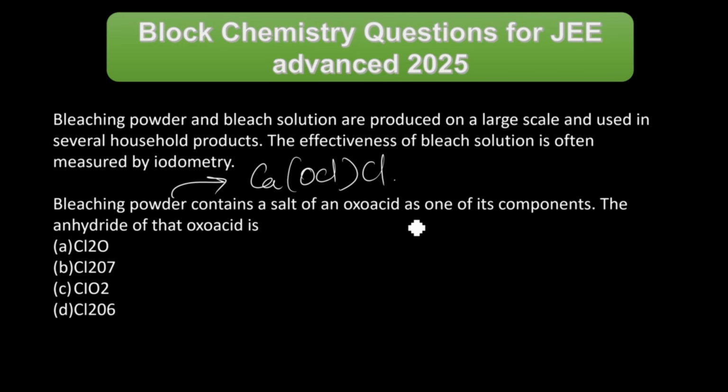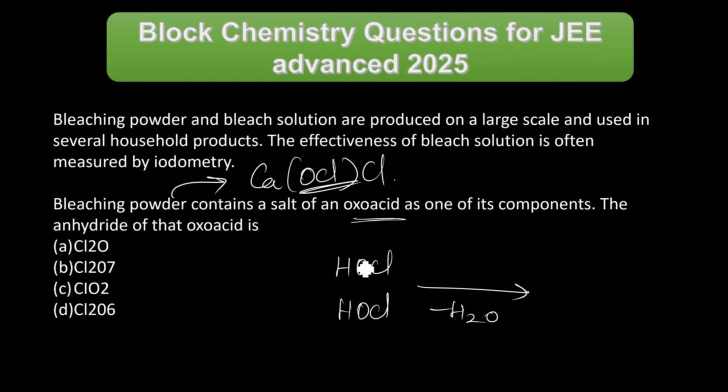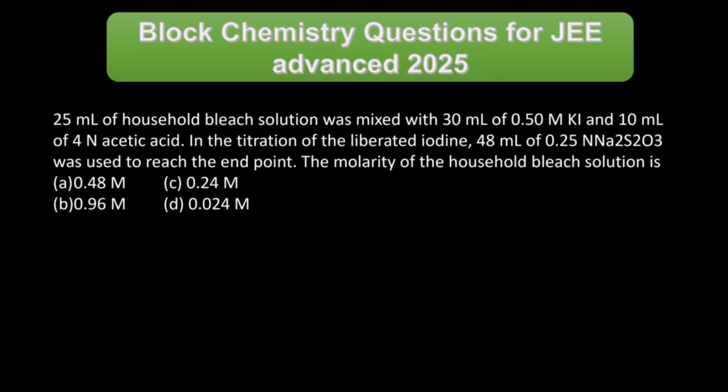Cool. So the anhydride of the oxo acid: here I am taking the oxo acid HOCl. This is the oxo acid. So by removing water, what will that produce? OH from one side, H from another side. Remaining, I will be left with one oxygen and 2 Cl, that is Cl2O. Correct? This is an anhydride of hypochlorous acid. Cl2O, option E.